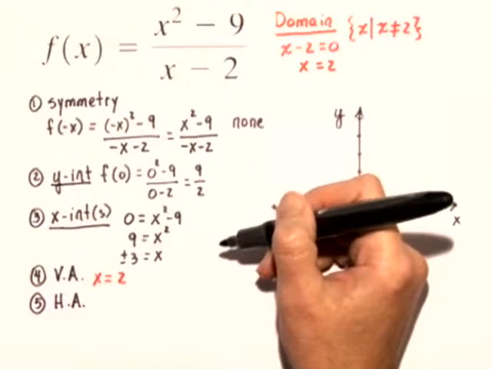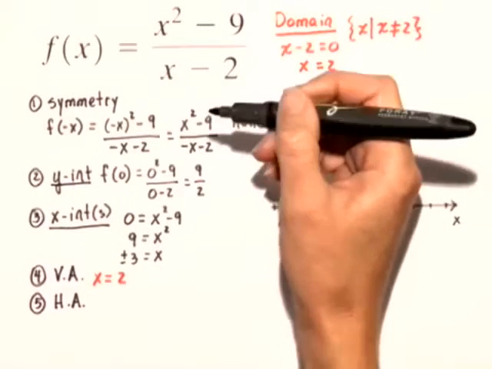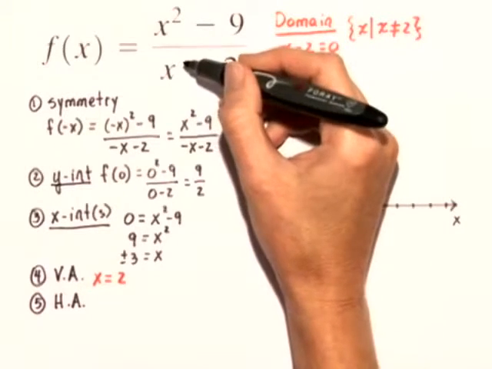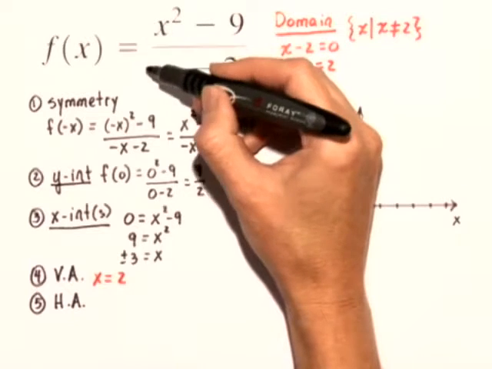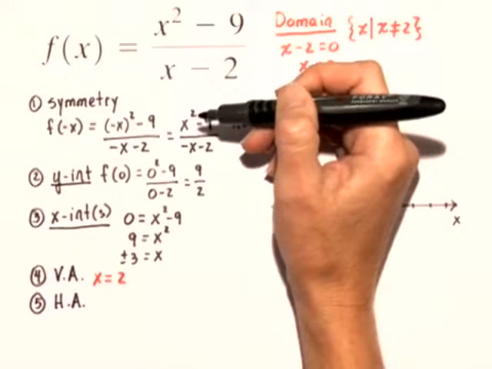Well, the second case is if the degree of the numerator is equal to the degree of the denominator, and we get the asymptote just by taking the ratio of the coefficients.